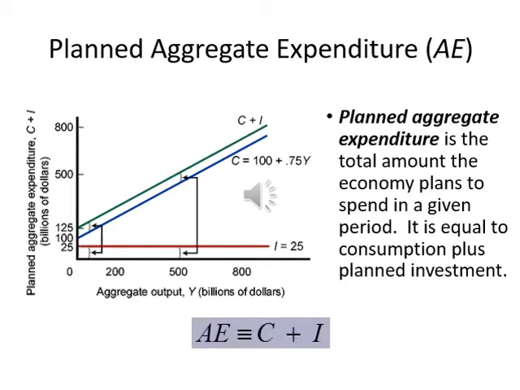Planned aggregate expenditure, AE. Planned aggregate expenditure is the total amount the economy plans to spend in a given period. It is equal to consumption plus planned investment.